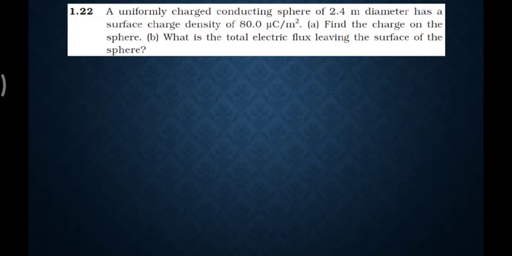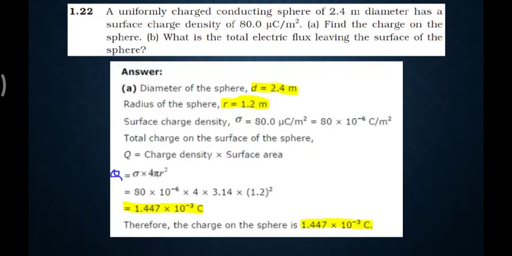First, the task is to find Q, and the very easy formula we have is sigma equal to Q by A, so Q we have to find is sigma times A. Let's go for the A calculation. Diameter is D, then the R is 1.2. It's very easy, as I said. Sigma is 80, given. It is microcoulomb, so it is 10 to the power minus 6 for our calculation. We can't go with the 80. SI system we must convert.